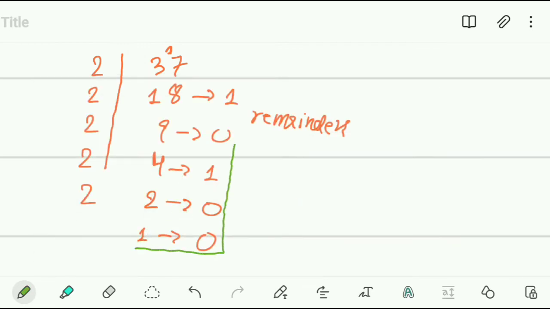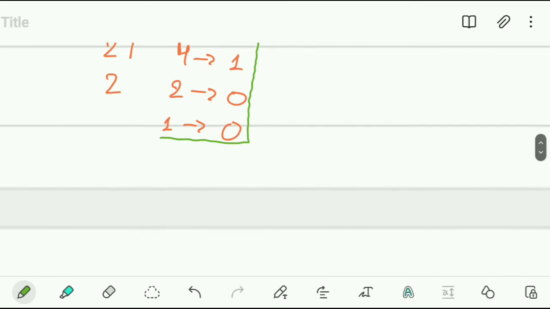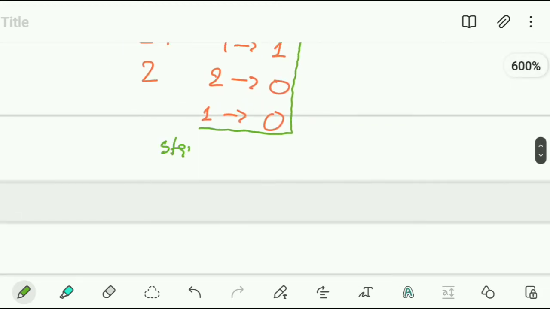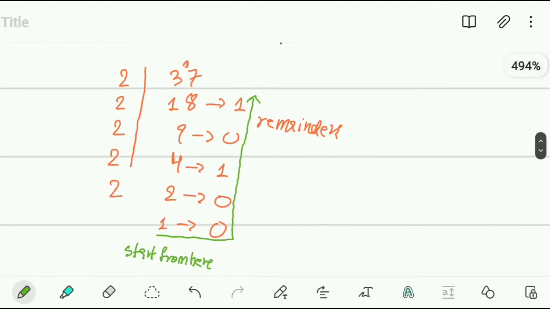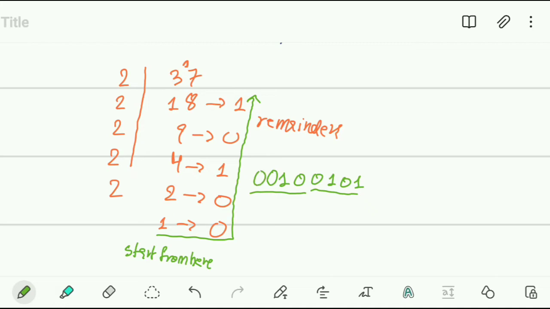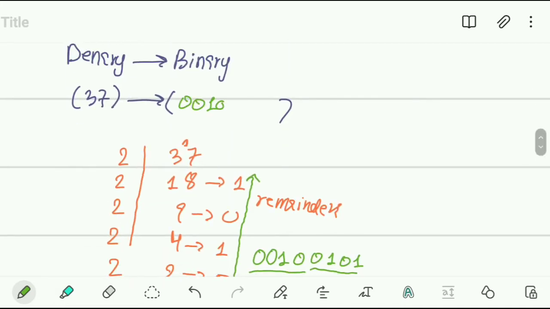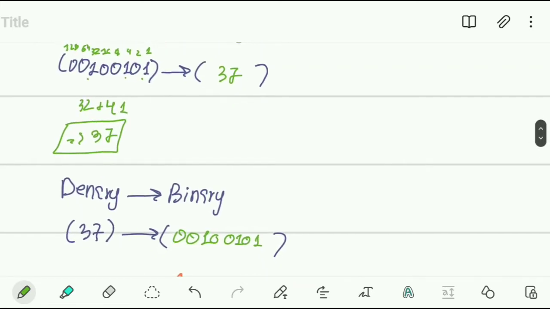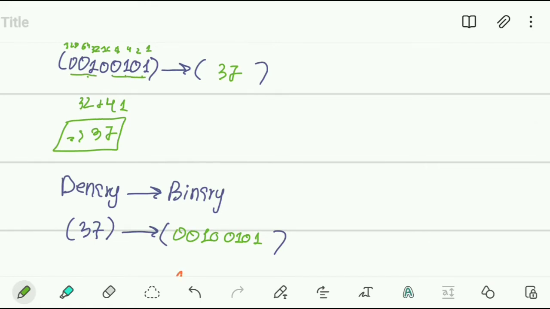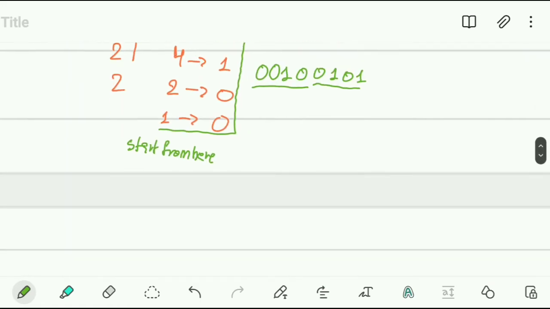We are starting from here, reading from the bottom up. And this is 1 0 0 1 0 1. That is 4 bits and another 4 bits, adding extra 0 0 to make it 8 bits, and this is the answer. Let me see if it is all correct. And yes, this is all correct, the same as in here. This is how you do the conversion.